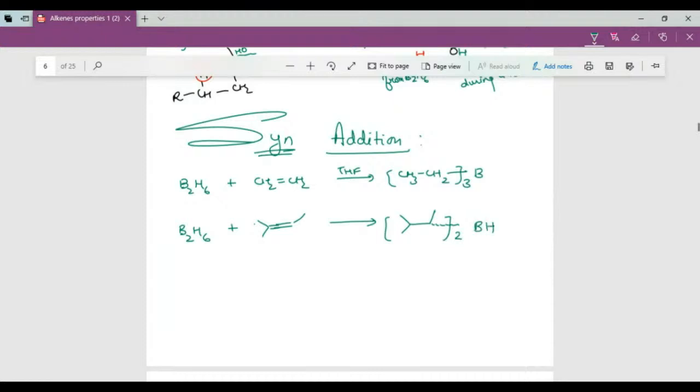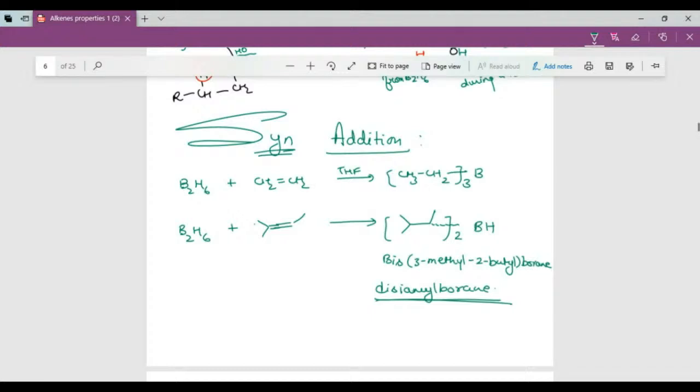This is bis 3-methyl 2-butyl borane. Okay, this is bis 3-methyl 2-butyl borane, and this is called disiamyl borane. It is sometimes represented as Sia2BH.